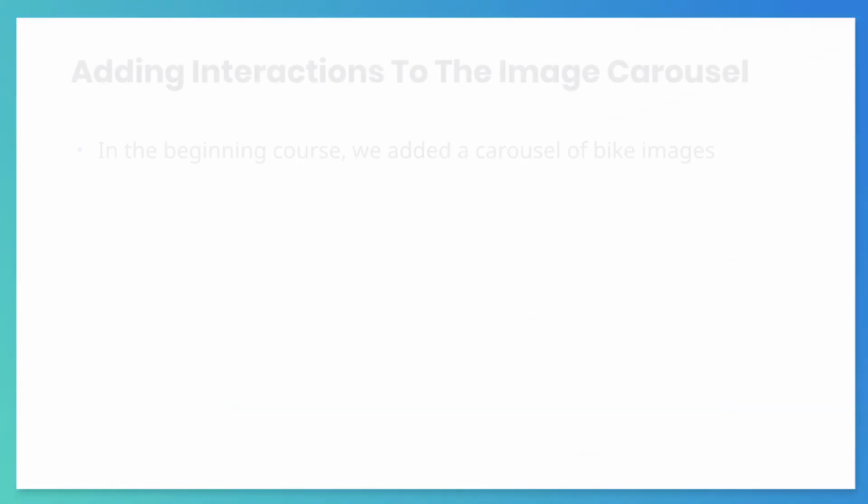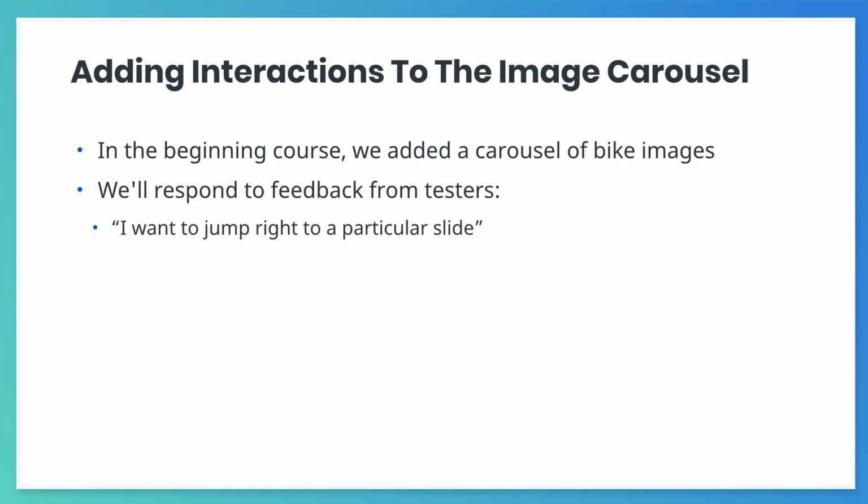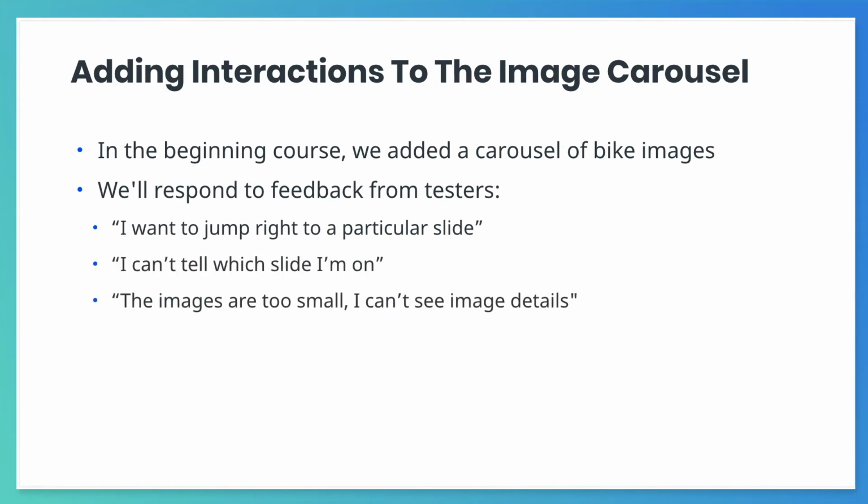Let's learn how to make components work together. Back in the beginning course, we added a carousel of bike images to our site. Now, we want to improve this feature based on the feedback we've gotten from our users. For example, I want to jump to a particular slide. I can't tell which slide I'm on. The images are too small. I can't see image details. Let's improve our image carousel to match this feedback.